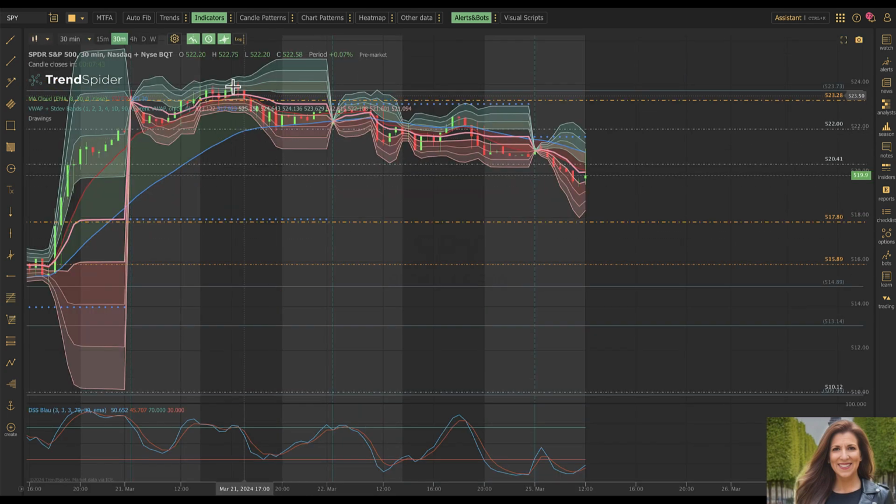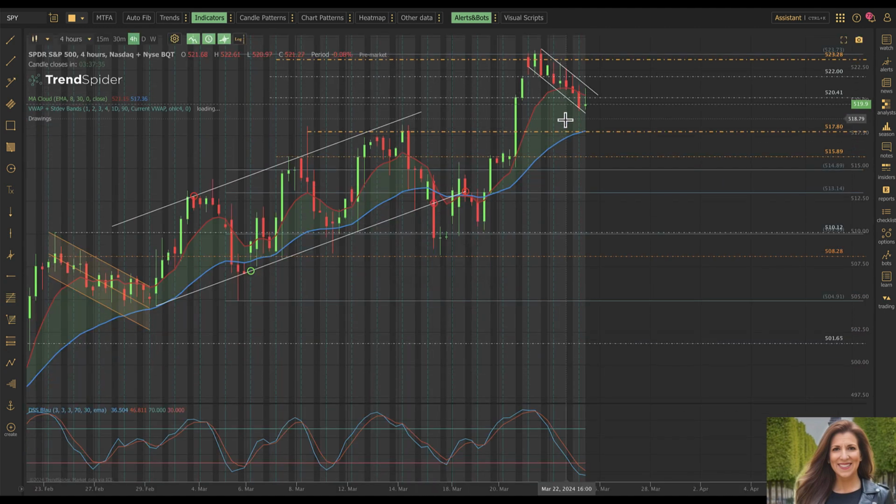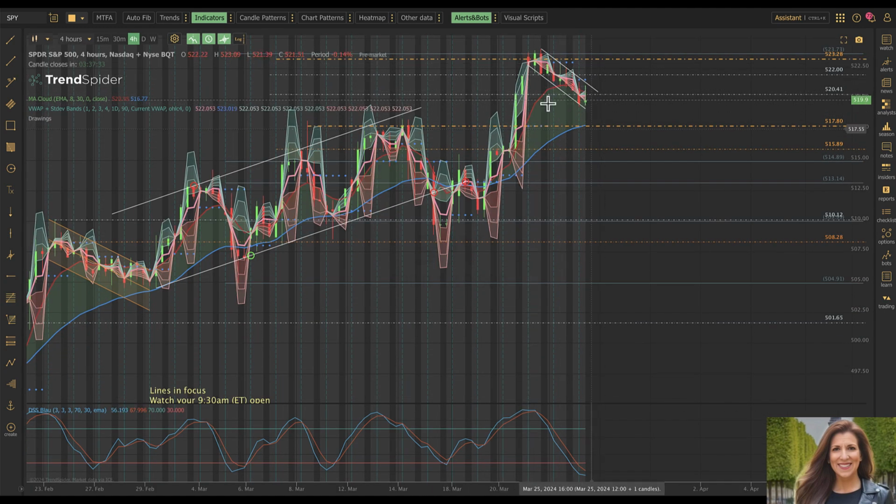Let's take a peek at SPY, same sort of thing, right? You want to look at the slope of the VWAP bands relative to the slope of these moving averages. Now, slope of the moving averages are upward. They're saying, listen, this is a buying formation.